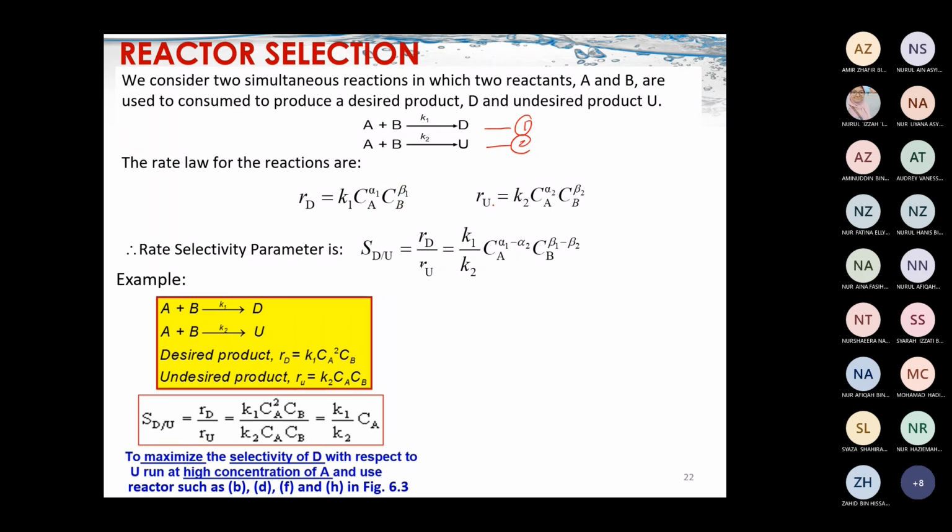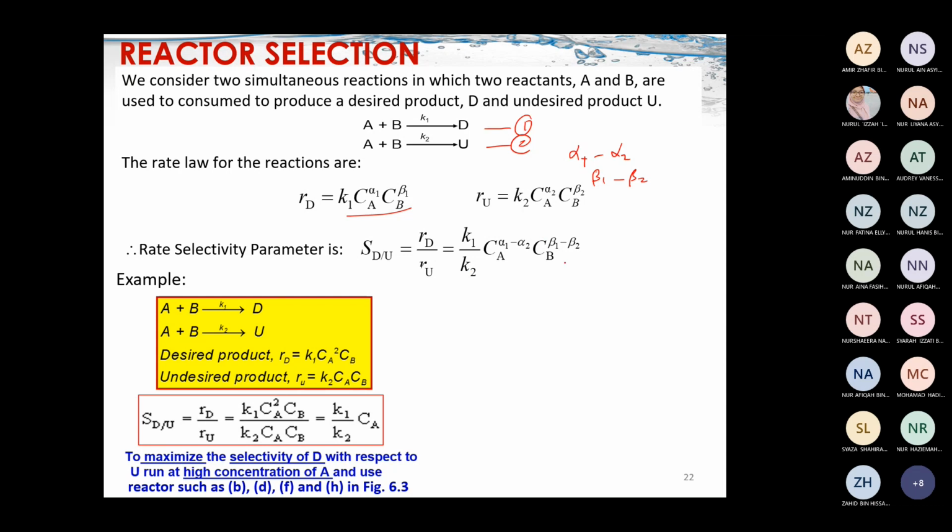And for RU, just put it as number 2 here. So for the relative selectivity parameter, remember RD over RU, you just equals K1 CA CB over this one. So automatically, if you have it below, it will subtract, which is alpha 1 minus alpha 2, and then we have beta 1 minus beta 2.